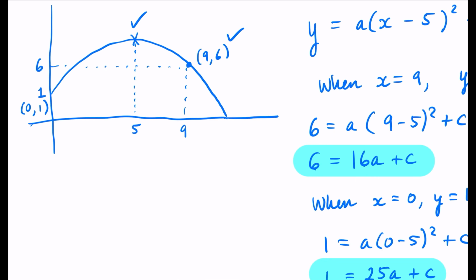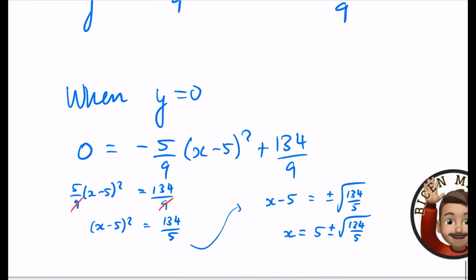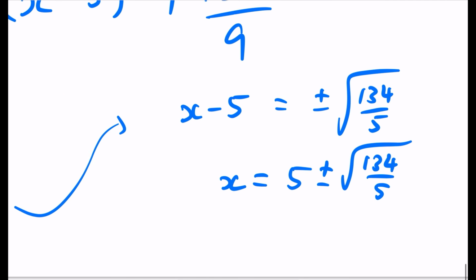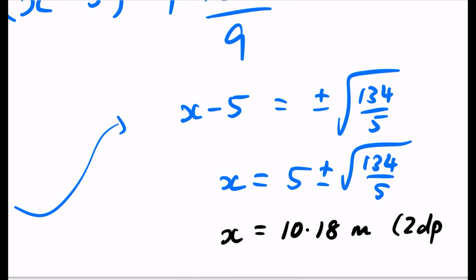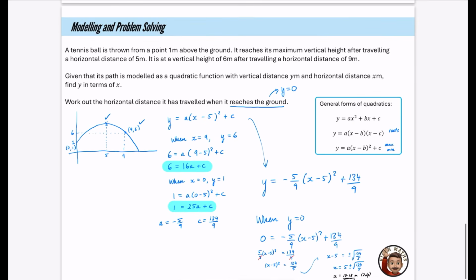So on my calculator, I'll do 134 over 5. I'll square root that answer, and I will add 5 to it. And we get 10.18 meters, I believe. So x is equal to 10.18 meters, and I've done that to 2 decimal places. And they could probably ask you something about modelling assumptions with this.